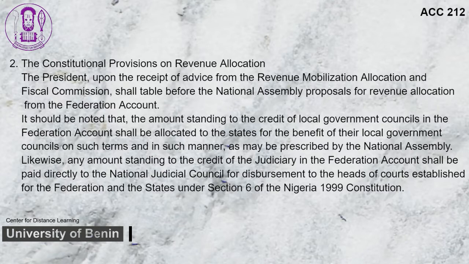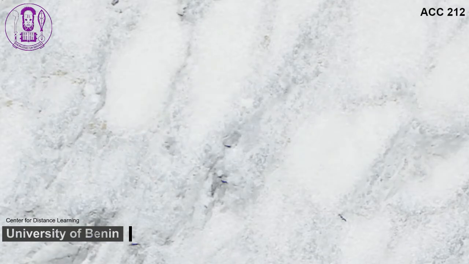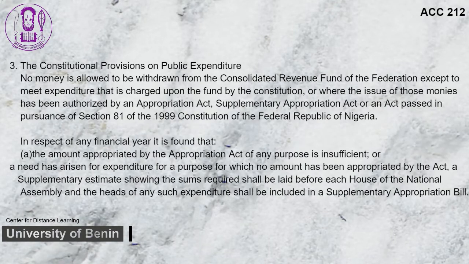Likewise, any amount standing to the credit of the judiciary in the Federation account shall be paid directly to the National Judicial Council for disbursement to the heads of courts established for the Federation and the states under Section 6 of the Nigeria 1999 Constitution. 3. The constitutional provisions on public expenditure.